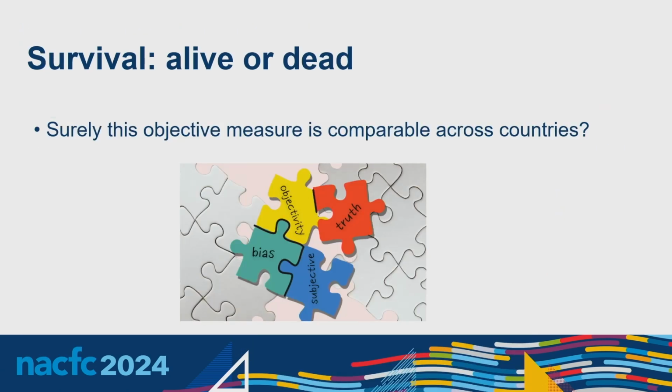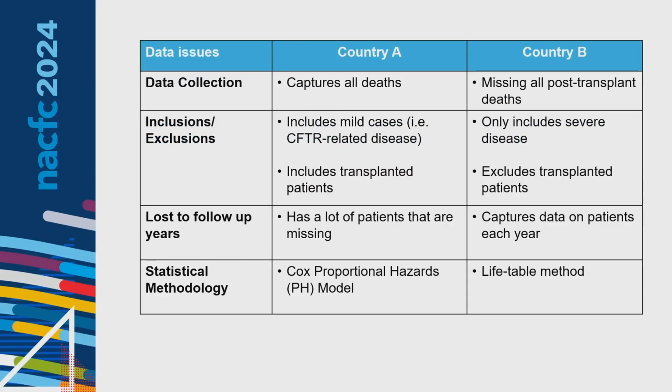So that's sort of clinical metrics. Survival is a bit of a harder outcome. You're alive or dead, that's not sort of something that is open to interpretation. So surely we can compare the survival metrics between different countries. But it's actually not quite that simple either. And this is an example of two hypothetical countries in the columns.